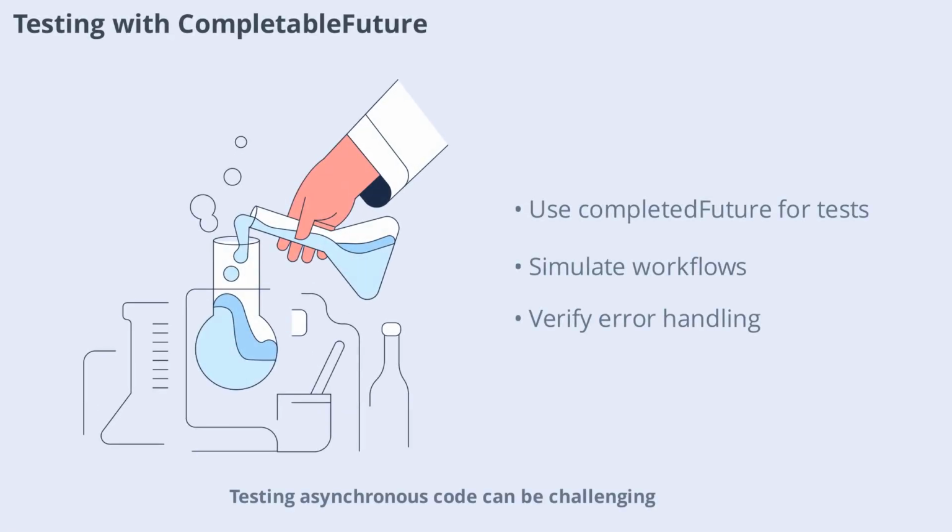Testing asynchronous code can be challenging, but CompletableFuture makes it easier. Use completedFuture to seed pipelines with known values. Combine futures to simulate complex workflows. And always verify that your error handling and timeouts work as expected. With the right approach, you can write reliable tests for even the most complex asynchronous logic.